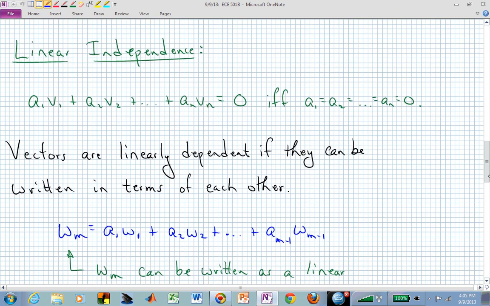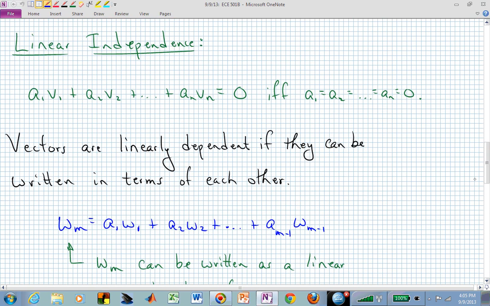Relative to linear independence, we talked about what it means to be linearly independent in terms of vectors. Here, the A's are scalars, the V's are vectors.